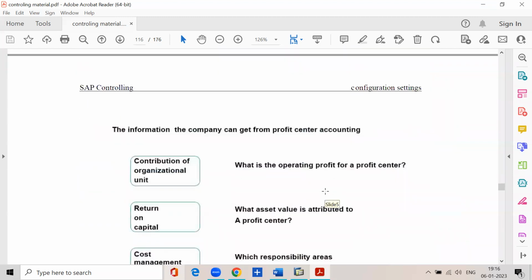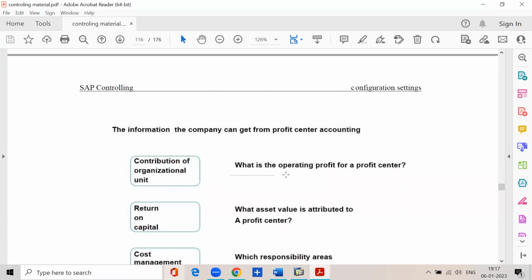So what information will the management get from profit center accounting? The company can get the operating profit for a profit center. Contribution of organization units to the total profitability means here you are producing and selling 3 products. So the total profit of the company is 150 crores. Out of this 150 crores, what is the profit contributed by each of the products? That information is ascertained from profit center accounting. That is called contribution of organization unit.